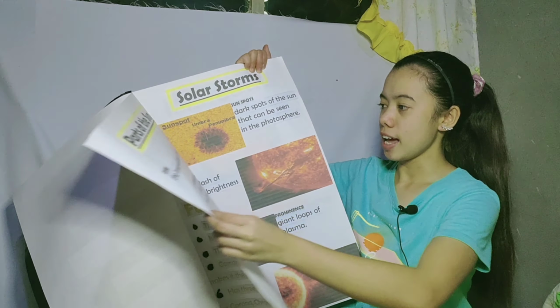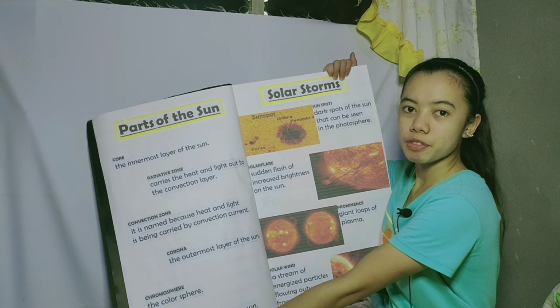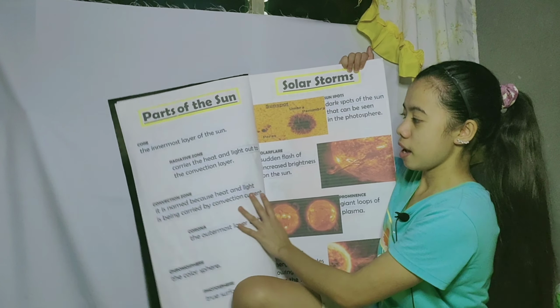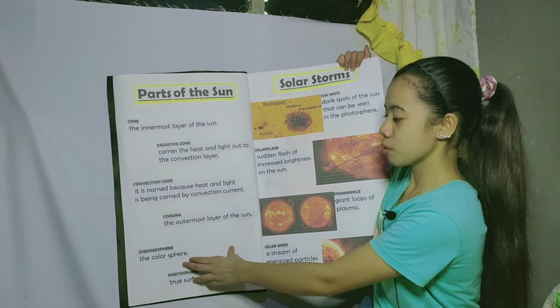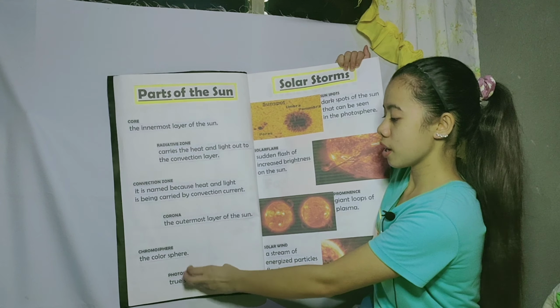Next we have the parts of the sun. As you can see, we have the core, radiative zone, convection zone, the corona, chromosphere, and photosphere, with their respective definitions too. And here we have our solar storms. We have the sunspot and its definition, the solar flare, prominence, and solar wind. Here we could also see the images for each solar storm.